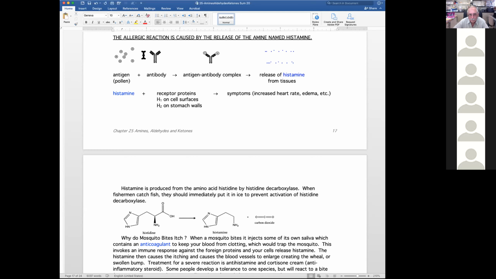I did not have an antibody made to that antigen. So I could not form the antigen-antibody complex. And so no histamine was released from the tissues.